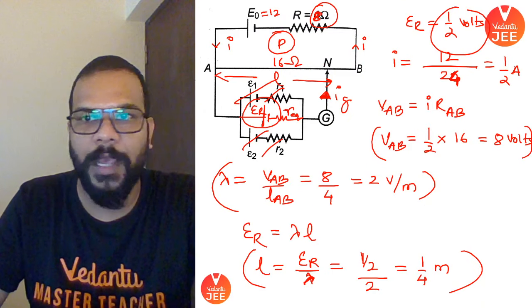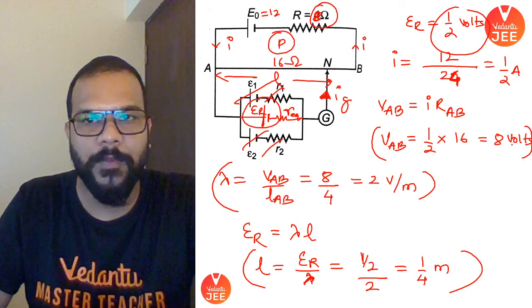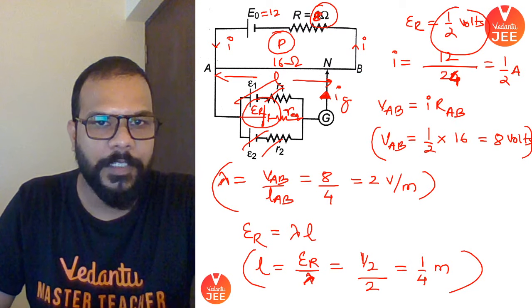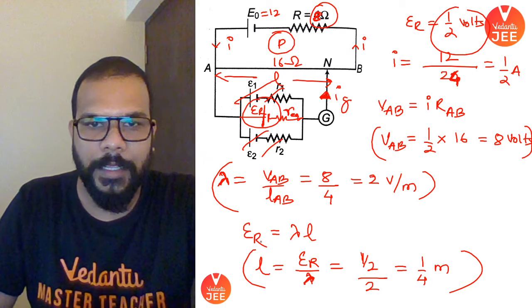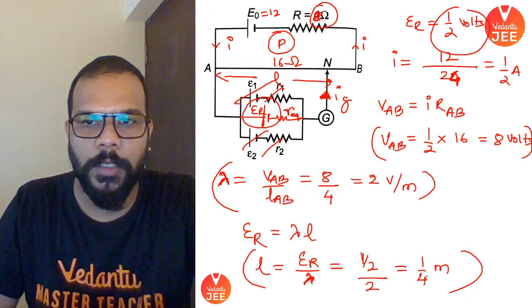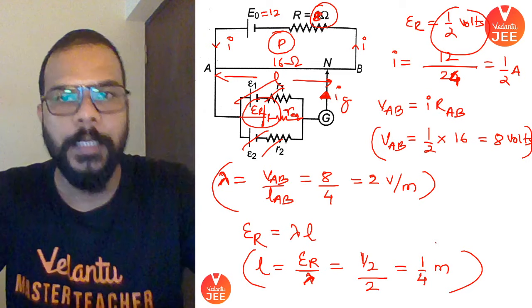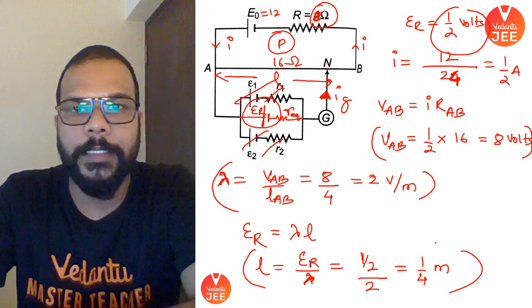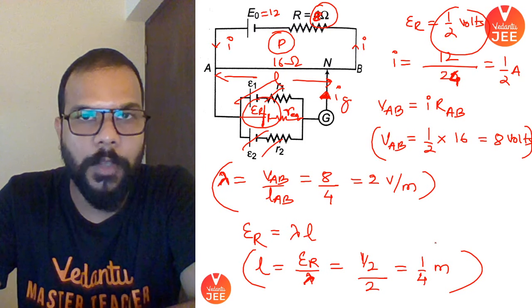Okay, that came out to be half ampere. Found the value of potential drop on AB, which came out to be 8 volts. Found the value of lambda, which is potential gradient, so that came out to be 2 volt per meter. And then got to the balancing length, which comes out to be 1 by 4th of a meter, or simply 25 centimeters. Okay guys, so this is the application part of potentiometer along with the problem solving.